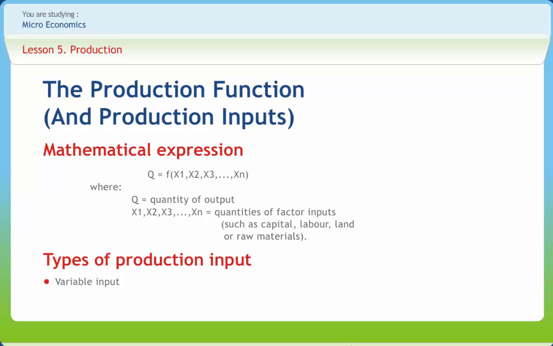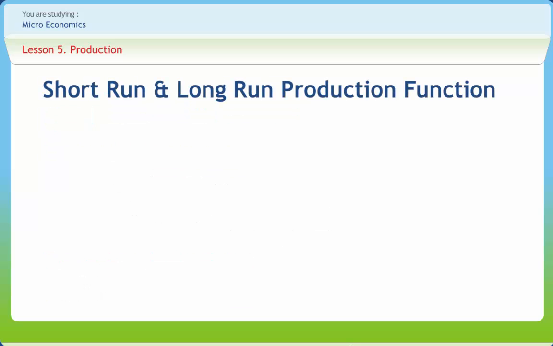Variable inputs provide the means used by a firm to control short-run production. The alternative to variable input is fixed input. A fixed input like capital provides the capacity constraint in production. As larger quantities of a variable input like labor are added to a fixed input like capital, the variable input becomes less productive. Now let's discuss two types of production function, which are short-run production function and long-run production function.